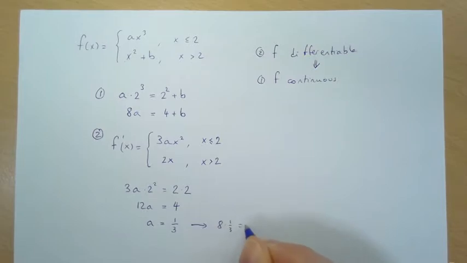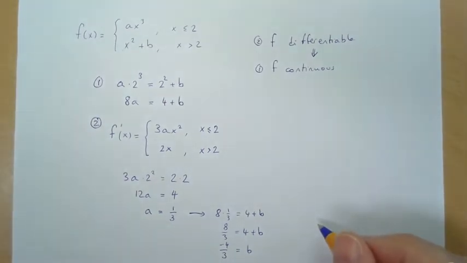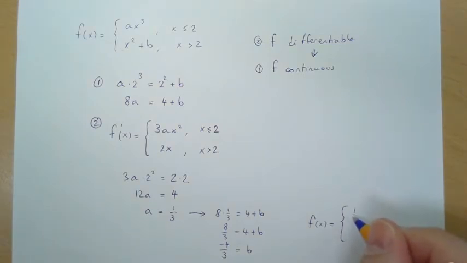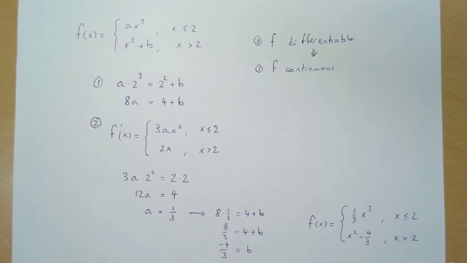8 times 1/3 equals 4 plus b. So 8 over 3 equals 4 plus b, and therefore b equals 8 over 3 minus 12 over 3, negative 4 over 3. Okay, so if we want to be neat, we can write the function again. It is the function 1 over 3 x cubed for values of x less than 2, and it's x squared minus 4 over 3 for values of x greater than 2. There we go. Thank you very much.